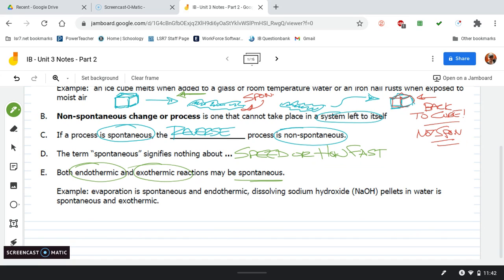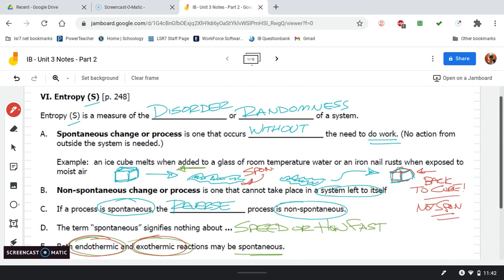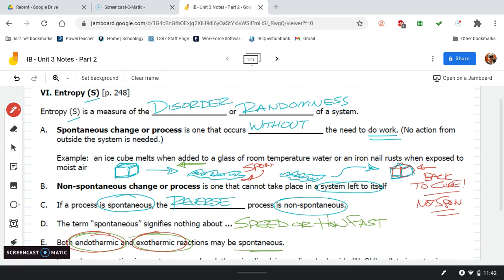So here's another example. Evaporation is spontaneous and endothermic, whereas dissolving sodium hydroxide pellets in water is spontaneous and exothermic. So we cannot use the concept of endo and exothermic to determine our value for S. All right, so just some definitional stuff here about our new terms. So we want to take away spontaneity, spontaneous and not spontaneous, and entropy. These are the two new terms we're looking at here.